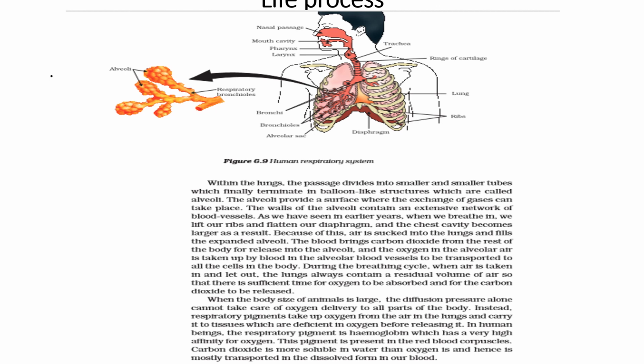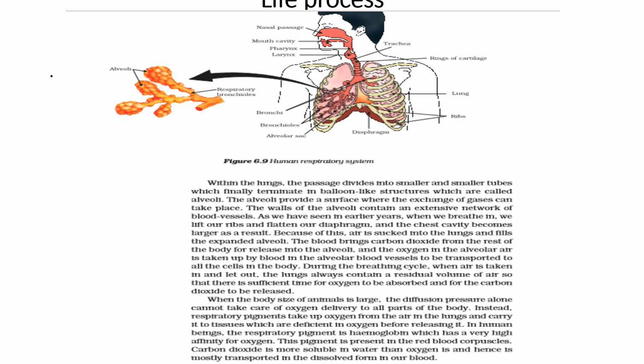When the body size of an animal is large, the diffusion pressure alone cannot take care of oxygen delivery to all parts of the body. Students, I already told you diffusion is the process by which gases pass into the cell, and osmosis is the process by which water particles pass into the cell. So the diffusion pressure alone cannot take care of oxygen delivery to all parts of the body.